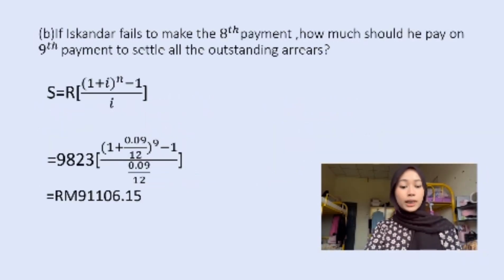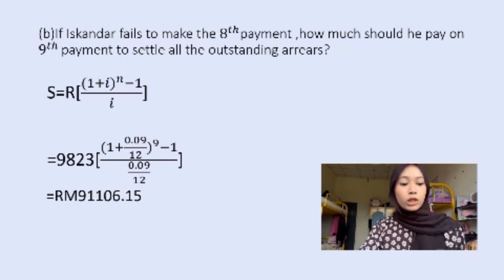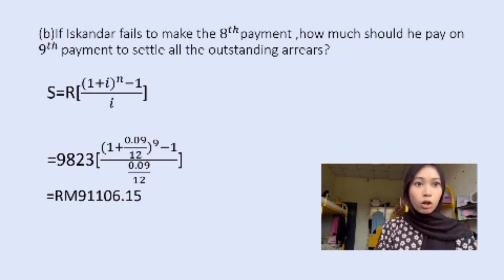Okay, for question B, if Iskandar failed to make the first 8 payments, how much should he pay on the 9th payment to settle all the outstanding arrears? Okay, we need to identify the formula. The formula for the future value of n payments is annuity S. Then we need to substitute known values into the formula. So the final answer is Iskandar has to pay 91,106 ringgit and 50 cents on the 9th payment to settle all the outstanding arrears.